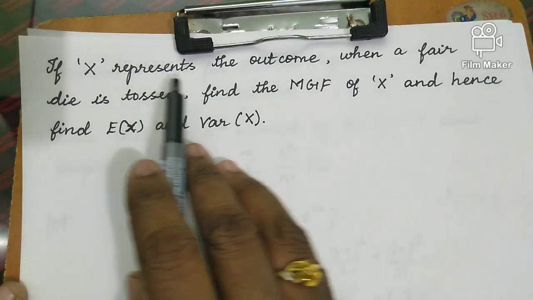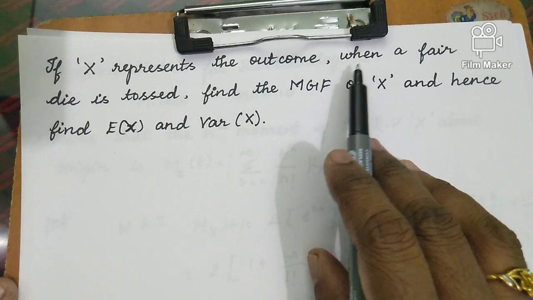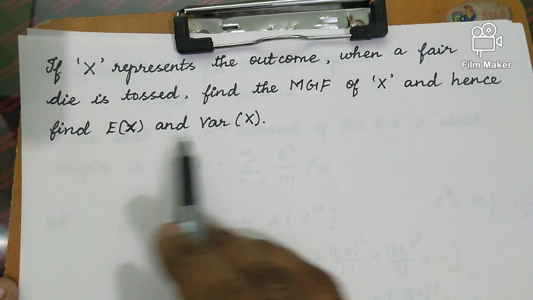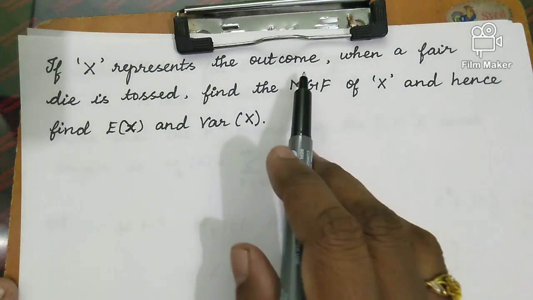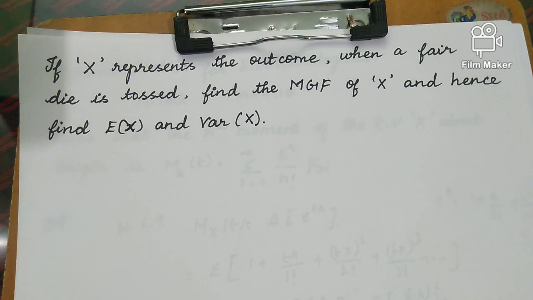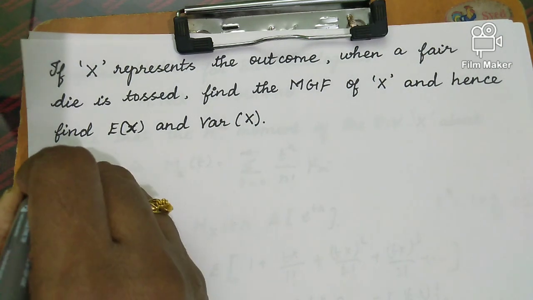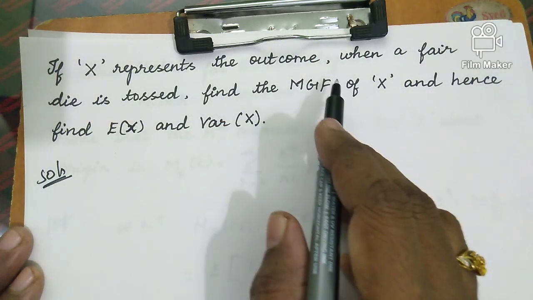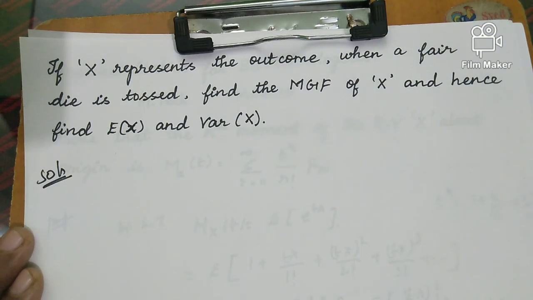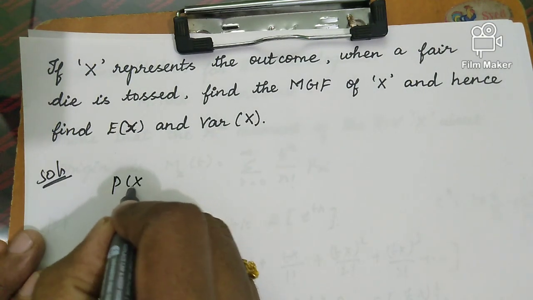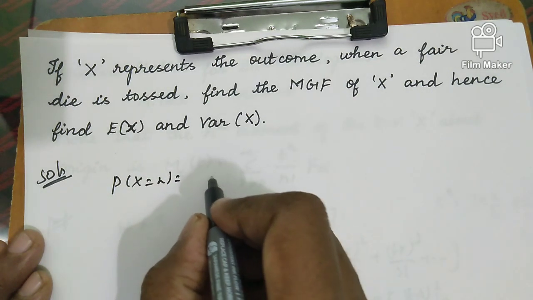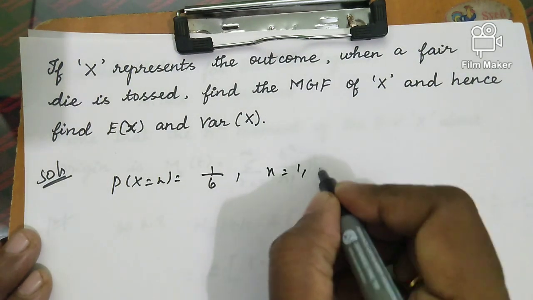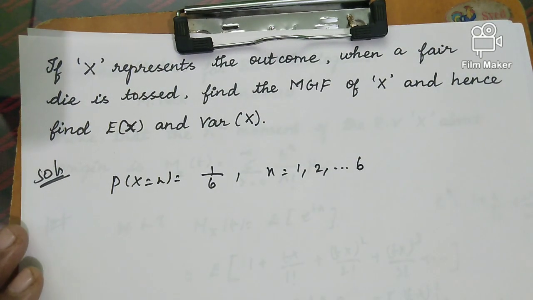If x represents the outcome when a fair die is tossed, find the MGF of x and hence find E of x and variance of x. Okay, x represents the outcome of a fair die. So what is the P of x? Here directly P of x is not given. Instead, it's given that x represents the outcome when a fair die is tossed. So tossing a die, what are the possible outcomes? We have 1 by 6, whether it may be 1, x takes values 1, 2 up to 6. So the probability of each outcome is 1 by 6.